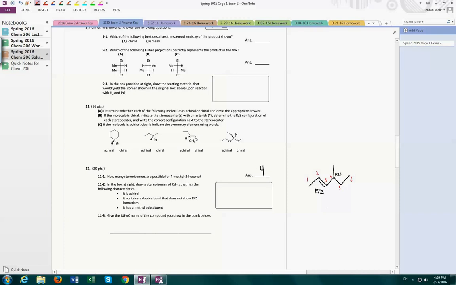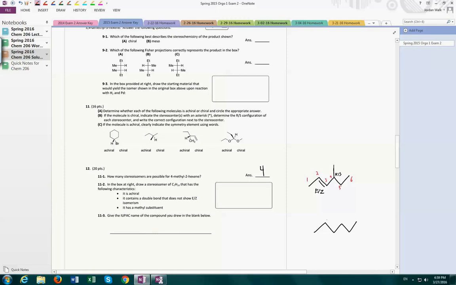Is there more than one possible? Yeah, I got a different answer. Someone come draw the answers, because I don't have time to. I got 2-methylhexene. You got what? I got 2-methylhexene. 2-methylhexene? But that's not what she gave.